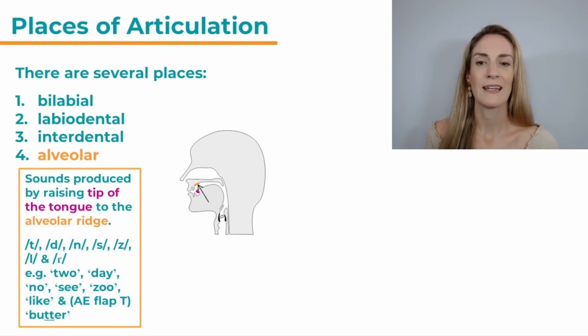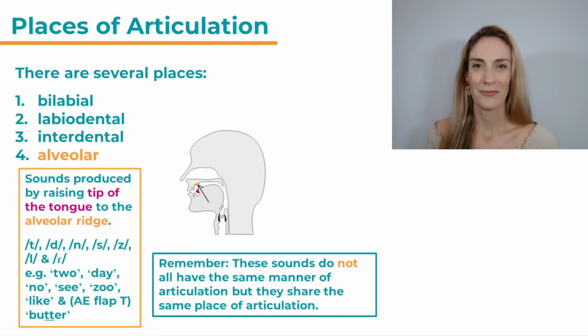And that again happens on the alveolar ridge. The tip of the tongue just taps against it. Now, remember, this is true for all of the sounds. You might think, okay, but they're all so different. How can they all have the same place of articulation? Yes, but these sounds do not have the same manner of articulation, okay?